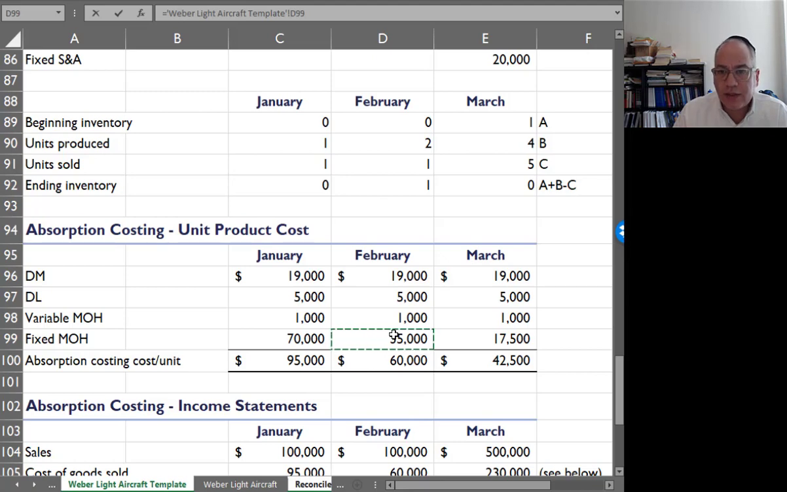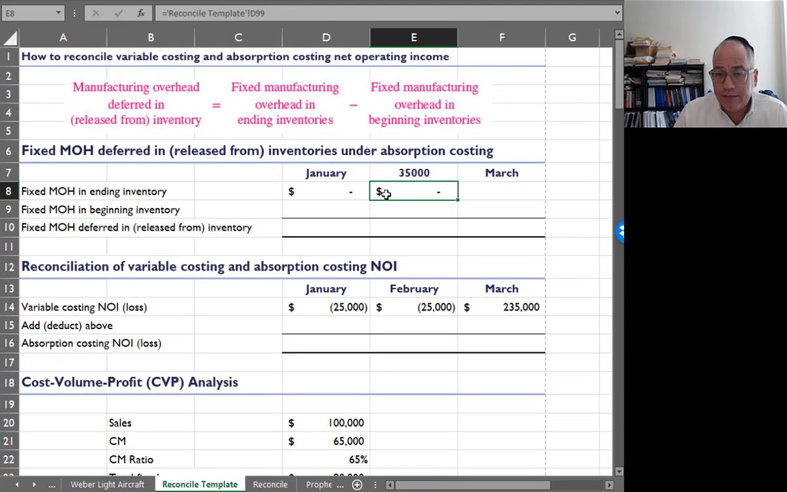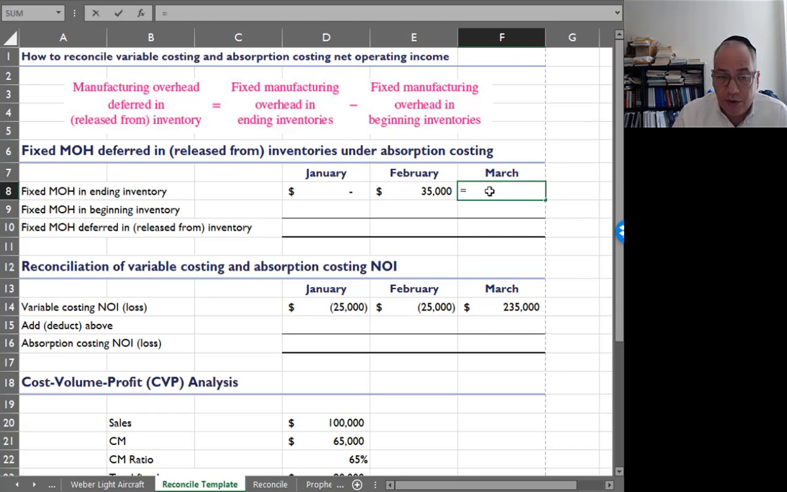And that's because there was just 1 unit, and there were no units left. Those units were sold in March. So by the end of March, there were no units left in ending inventory. And there was no fixed manufacturing overhead in beginning inventory in January, February rather. I keep mixing up the months. But in March, this 35,000, this 1 unit was sold.